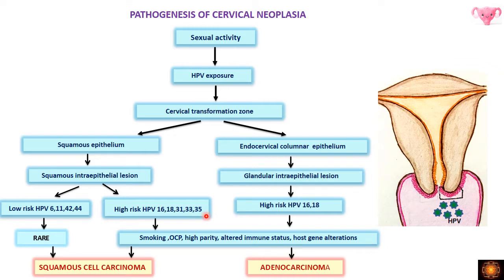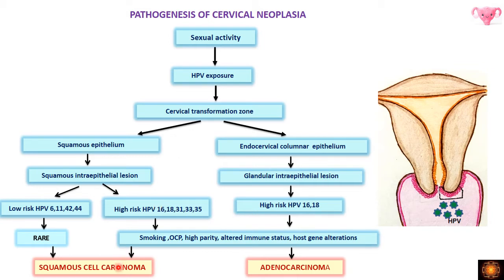Whereas if the person is infected with a high risk HPV, that is 16, 18, 31, 33, and 35, they will develop high grade dysplasias, and if they have additional risk factors, like the habit of smoking, use of oral contraceptive pills, high parity, altered immune status, and some host gene alterations, then definitely the person will develop squamous cell carcinoma.